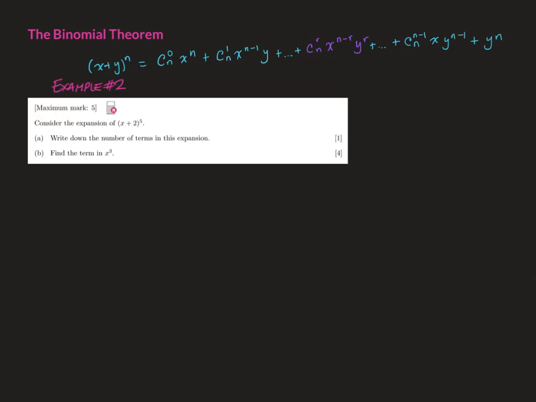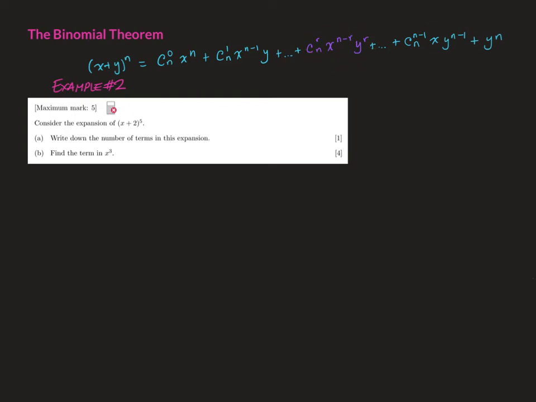For our second example, we have the expansion of (x + 2)^5. We are asked to write down the number of terms in the expansion and to find the term in x^3. So as you can see, in this question they are not asking us to do the full expansion. So we should avoid doing the full expansion. However, we do want to find a specific coefficient because we need to find a specific term. So in that case, to do B and find the coefficient for x^3, we are going to use the general term of the binomial expansion.